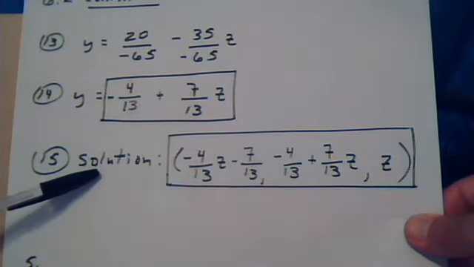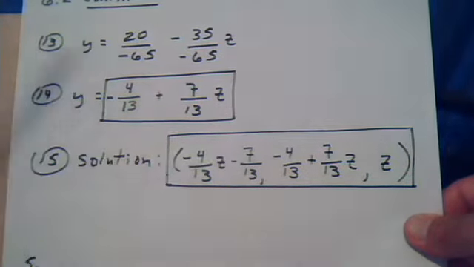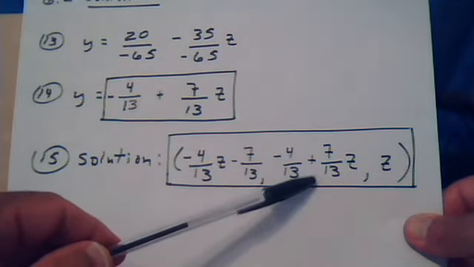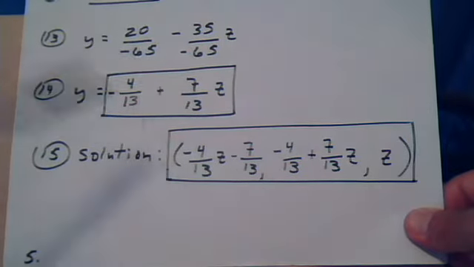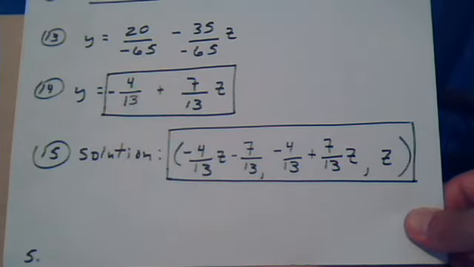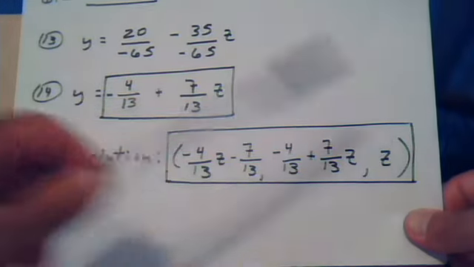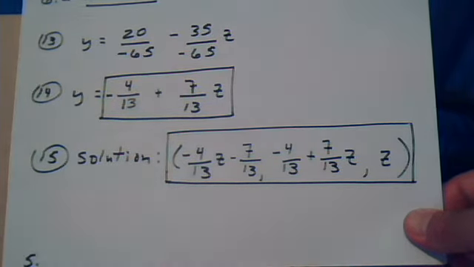Now write your solution. This is where the x would go, the y, and the z. So this is what the x equals, this is what the y equals, and the z just stays as a z. This is called a general solution. This can produce an infinite number of solutions just by replacing the z by a number. So replace it by one number and that gives you a solution. Replace it by another number, that gives you another solution.